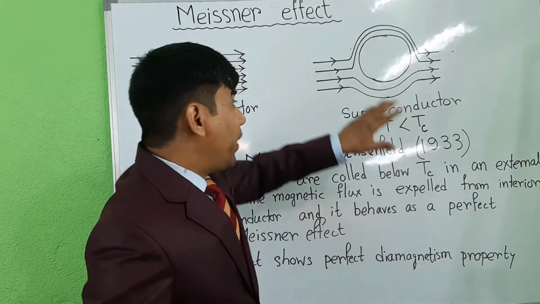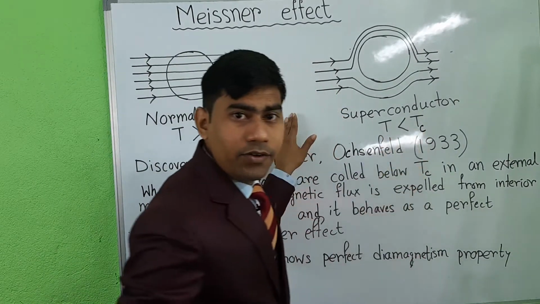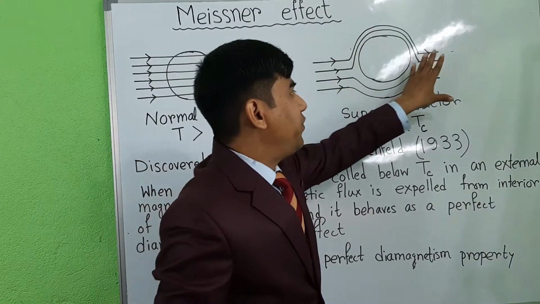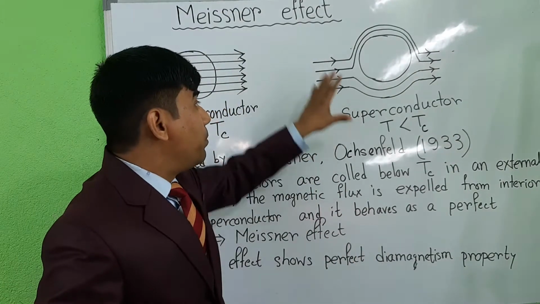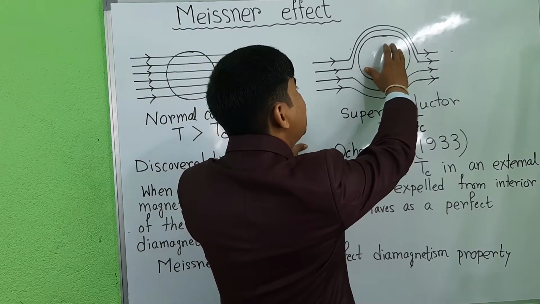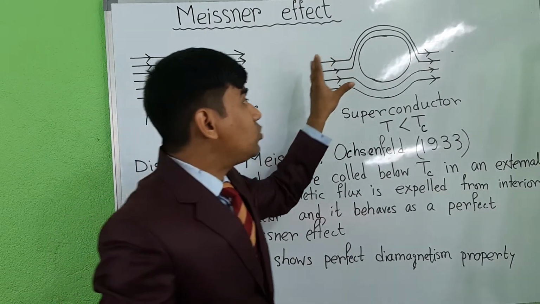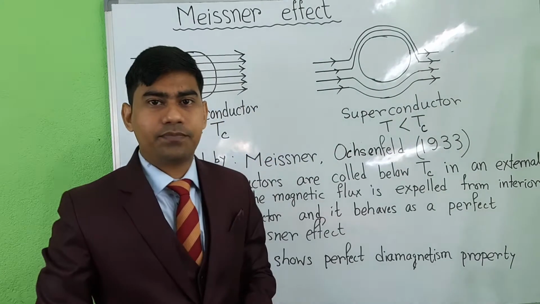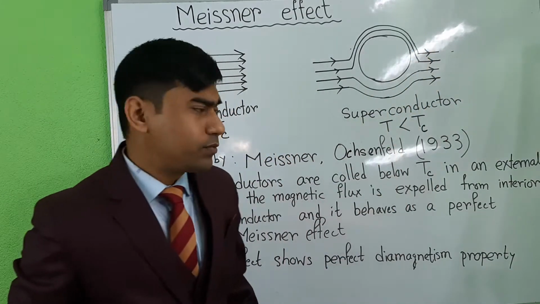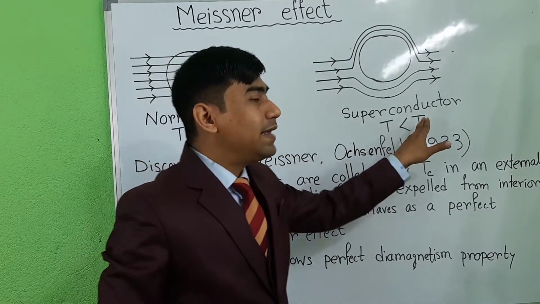But when a superconductor whose temperature is less than critical temperature Tc is placed in an external magnetic field, it is observed that the magnetic flux, or the magnetic lines of force, is expelled from inside the superconductor. That is, the magnetic flux does not penetrate into the material, and the magnetic lines of force look like this. So this is for a superconductor, for temperature T less than Tc.